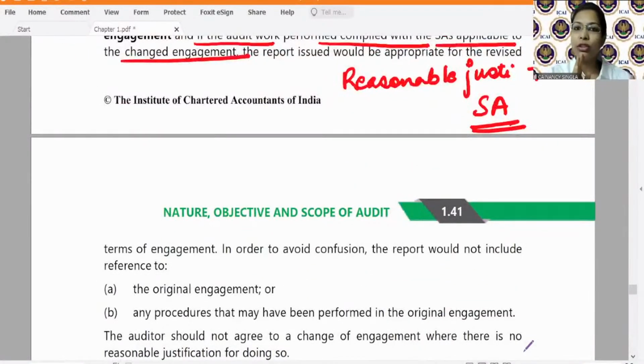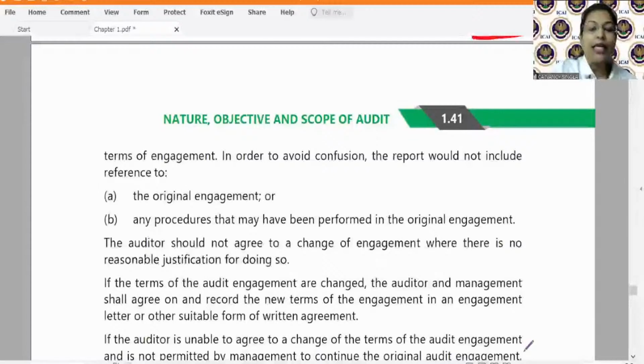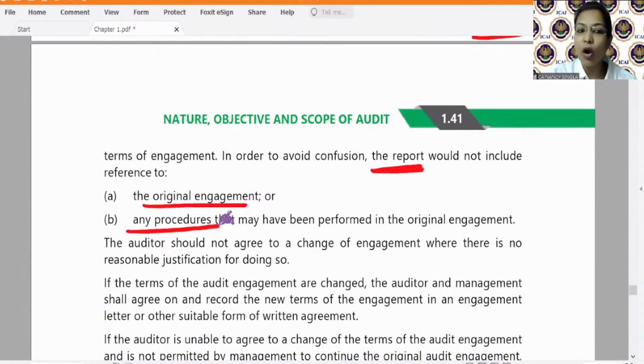अब पुराने वाला भूल जाओ ना. पुराने वाला आप क्यों भूल जाओ? Because the reasons given are reasonable justification. The justification is reasonable. Plus, auditor is able to perform the audit as per standards. ठीक है? That is, though it might be certain lower level of assurance, but reasonable assurance तो मिल रहा है. And the report would not include a reference to original engagements or any procedures which are mentioned in original engagement. क्योंकि original तो अब नहीं है ना.